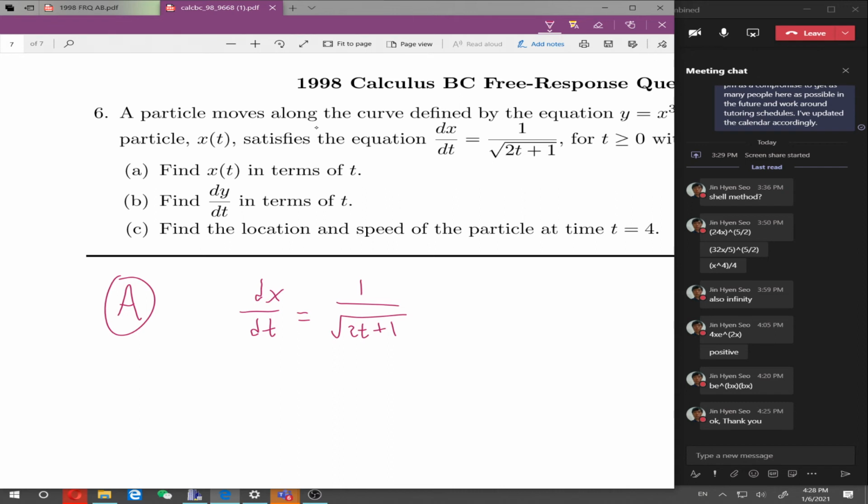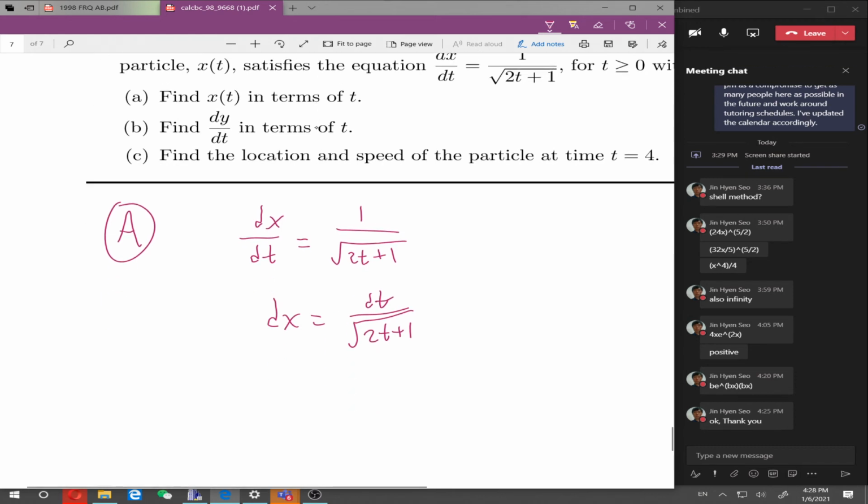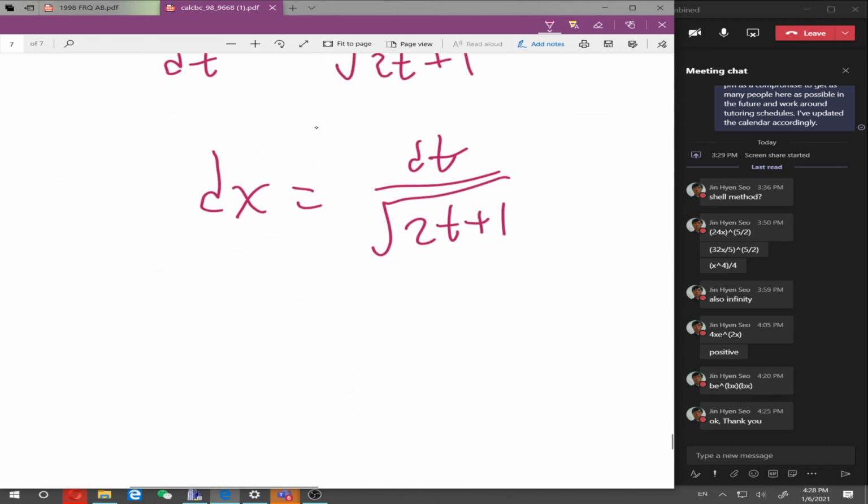Do we move dx to one side? I would, but to get dx alone, I can actually leave it on the left side because it's already on top. So I'm going to move the dt. So this will be dx is equal to dt over square root 2t plus 1. Okay, and now I could integrate both sides, since we only have one variable on both sides. Okay, so from here, now we can keep going and start doing your u substitution.